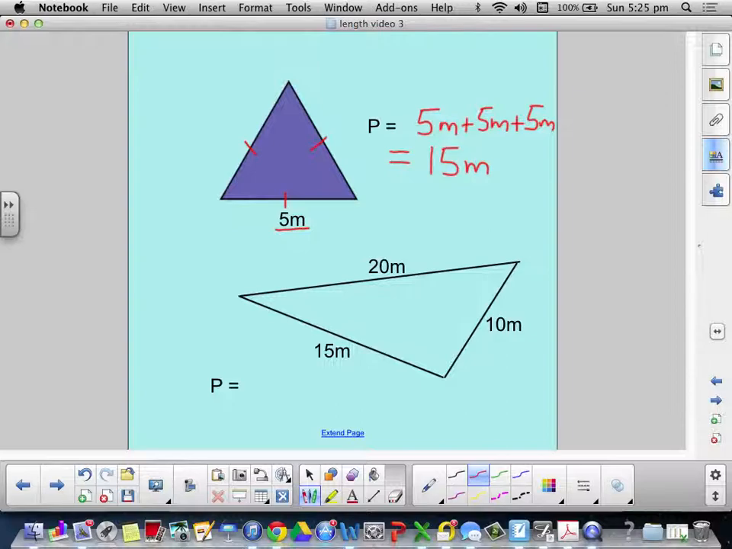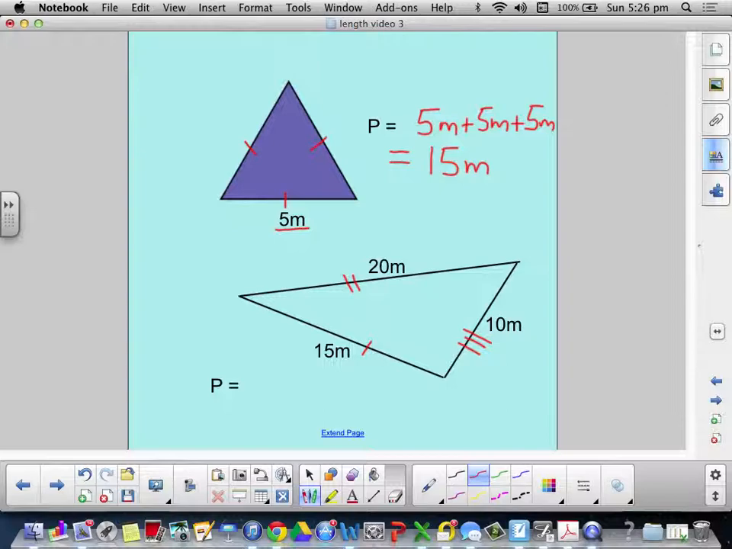Okay, now we've got another triangle underneath that, and each side length is different. Do you remember what we call that triangle? It is a scalene triangle. Yes, a scalene triangle, lots of scales on it. I don't know whether that's what they call it. So look, we can't really say that any of these are equal in length. They're all different.